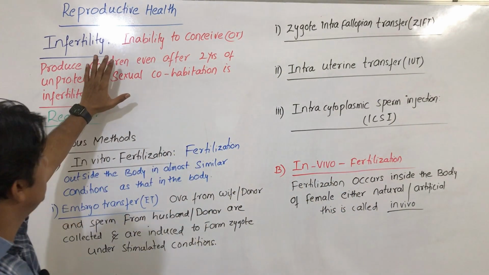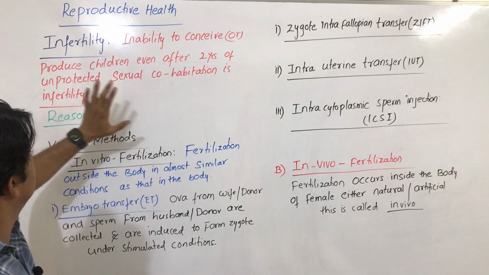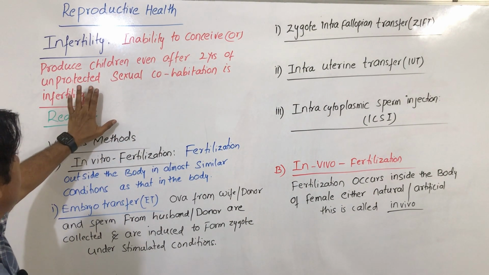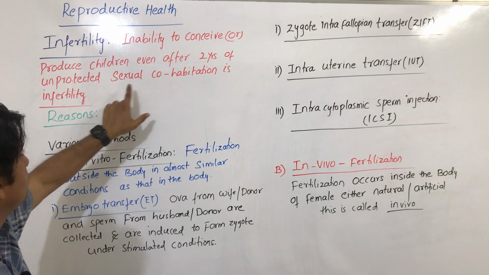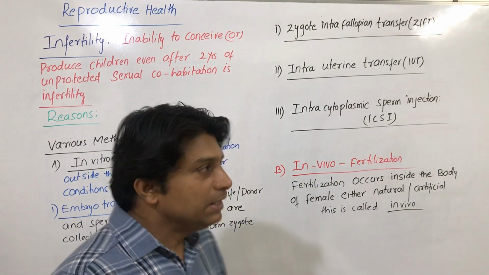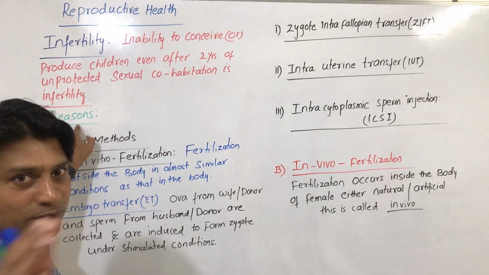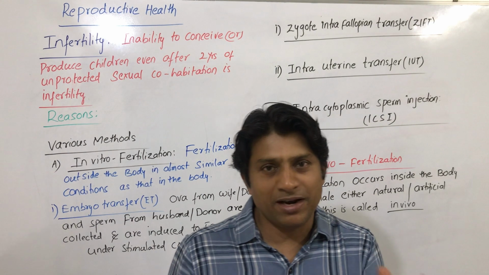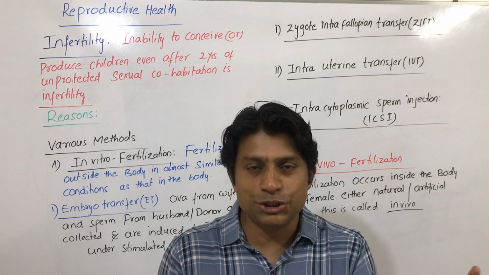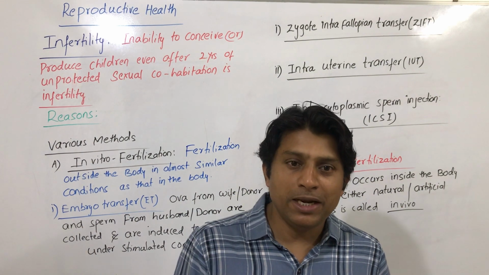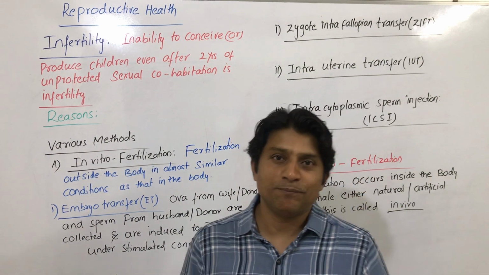After studying sexually transmitted infections, another important topic is infertility. Infertility is the inability to conceive or produce children even after 2 years of unprotected sexual cohabitation, right? This is what you call infertility. Now, what are the reasons for this? The reasons are several, like physical, congenital diseases, or even drugs. And infertility could be in male or even in female.